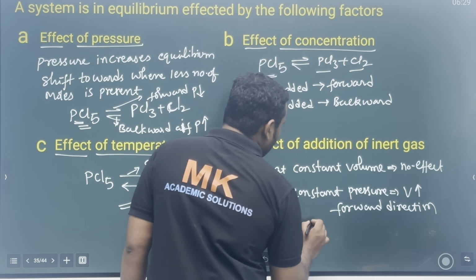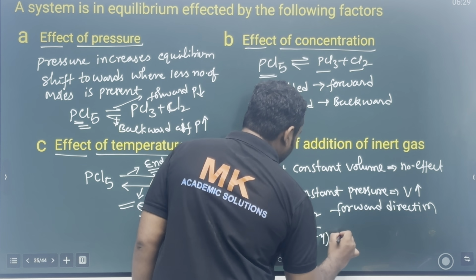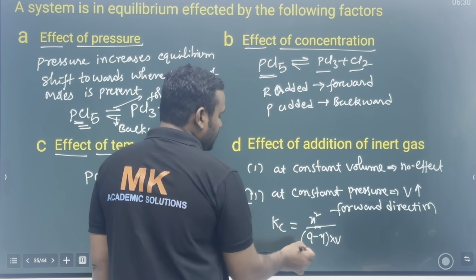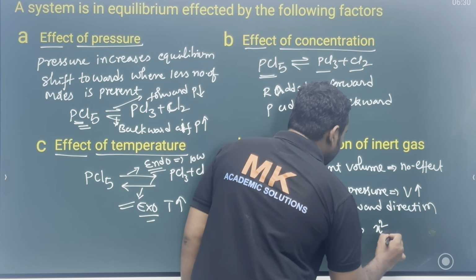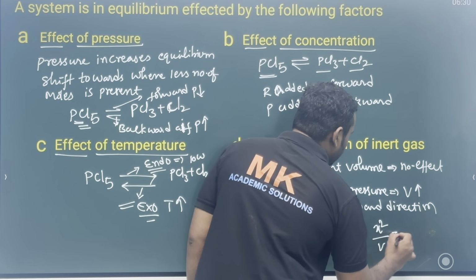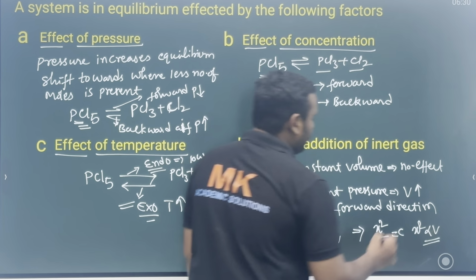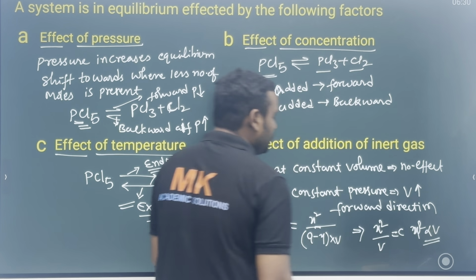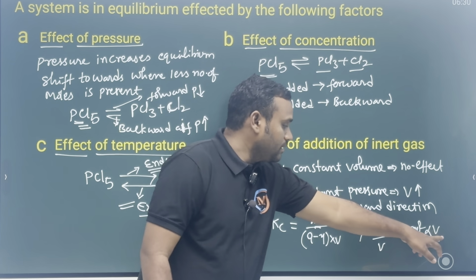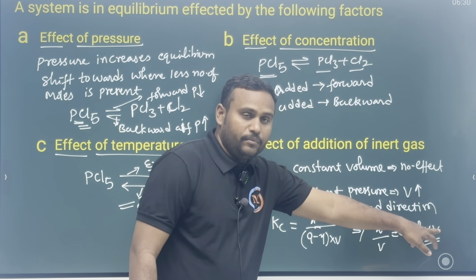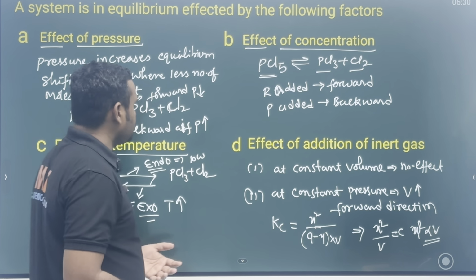Here Kc is x square by (a minus x) into v. If you consider Kc and a minus x constant, then x square by v is equal to a constant. Therefore x square is directly proportional to volume, meaning if volume increases, x automatically increases. So if x increases, what is the meaning of x?